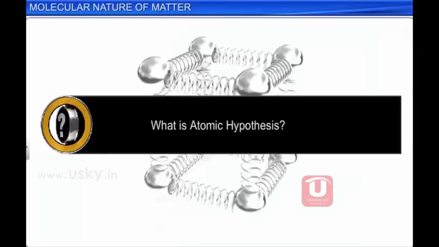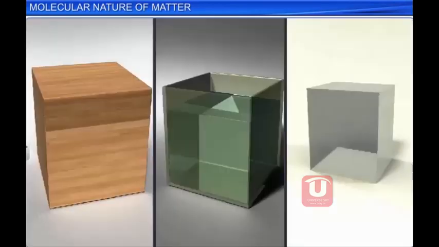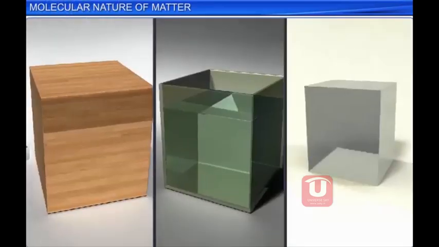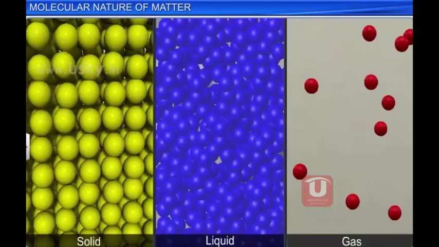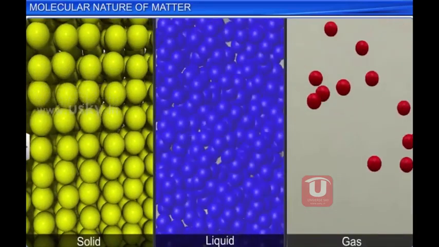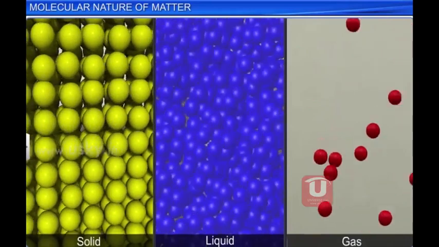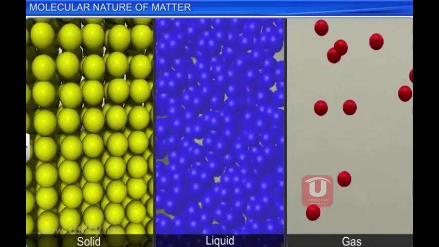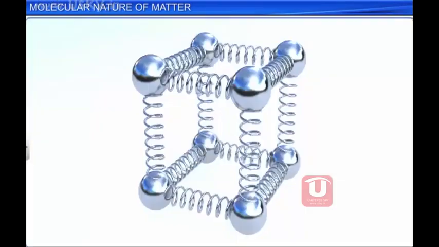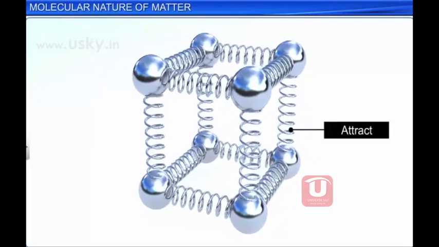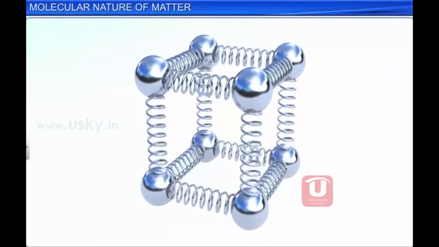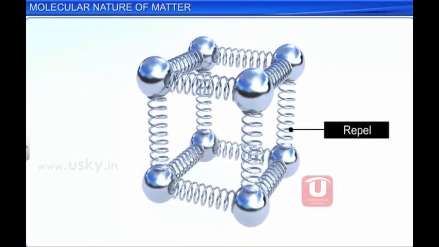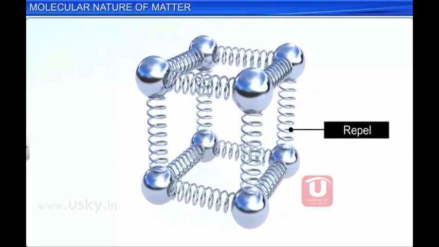What is the atomic hypothesis? According to the atomic hypothesis, all things are made up of tiny particles called atoms. These tiny particles move around in continuous or constant motion. Atoms attract each other when they are separated by small distances, and repel each other when compressed into one another.